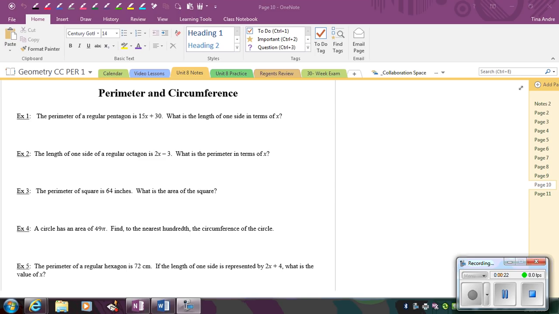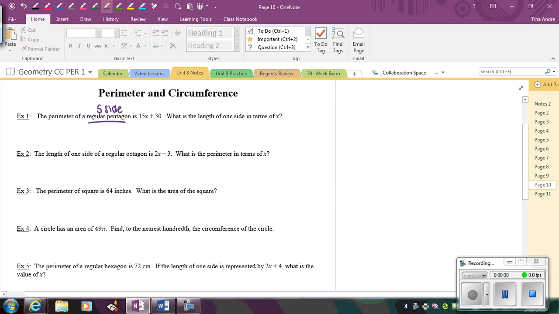So first of all, this example here is saying the perimeter of a regular pentagon, so pentagon meaning there's 5 sides, is 15x plus 30. So that's what the perimeter is. What is the length of one side? Well, if the entire thing is 15x plus 30, we want to know what one side is. So that means we have to divide by 5. So the length of one side would be equal to the perimeter, which is 15x plus 30, divided by the number of sides.